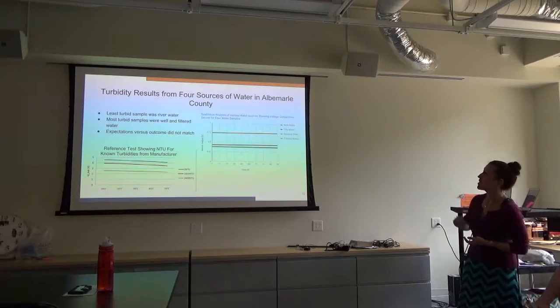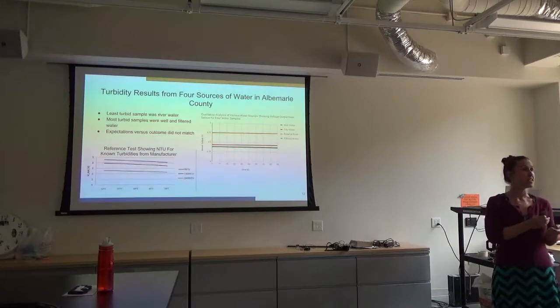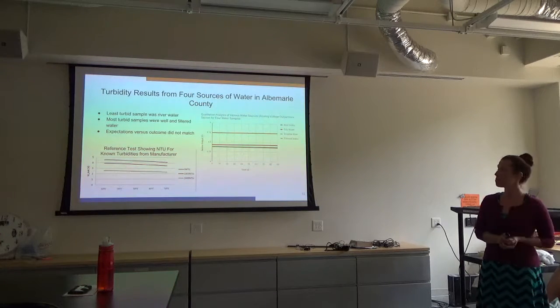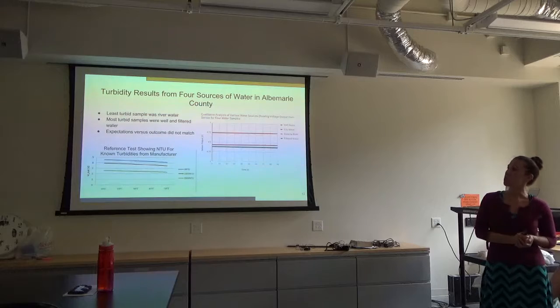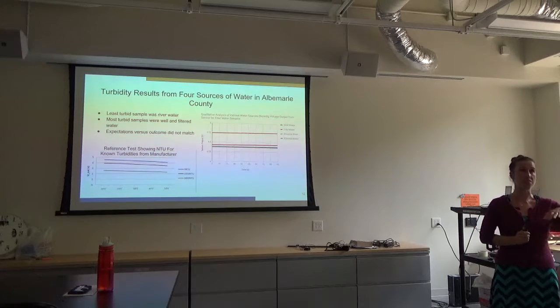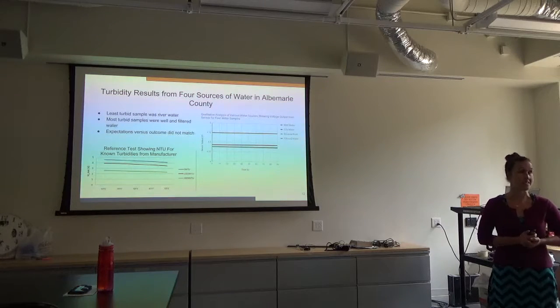What you see on the right-hand side is over time, I wanted to figure out, did the levels vary over time? And what you see towards the left is the reference test from the specifications of the manufacturer's testing.